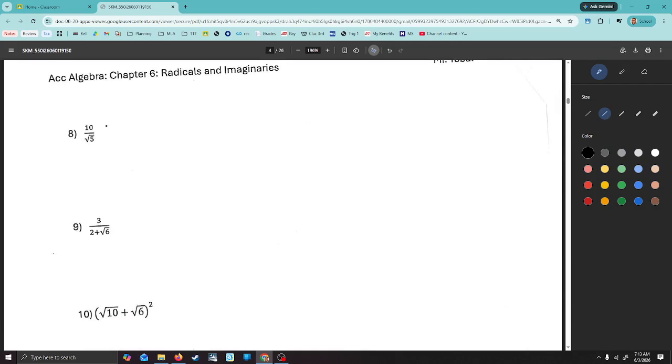Over here, we have 10 over root 5. This is more of a grammar thing, is the best way I can describe it, where we don't like square roots on the bottom. Because we don't like the square root on the bottom, we're going to multiply the top and the bottom by root 5. That's going to be 10 root 5 over 5. 10 and 5 could simplify, so 2 root 5.